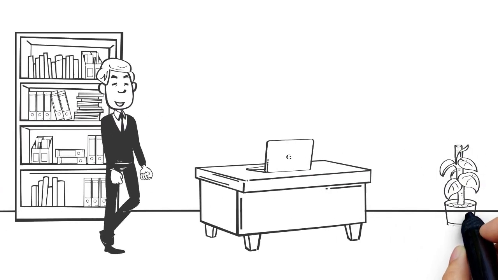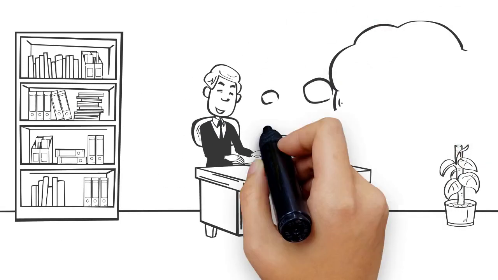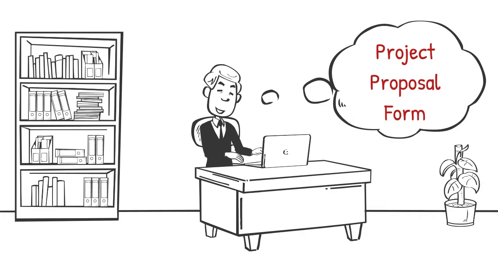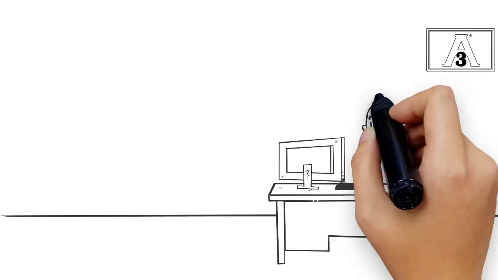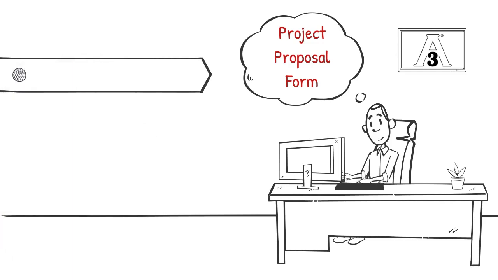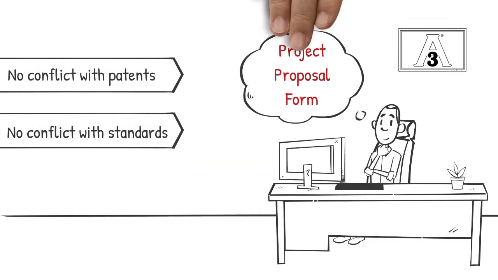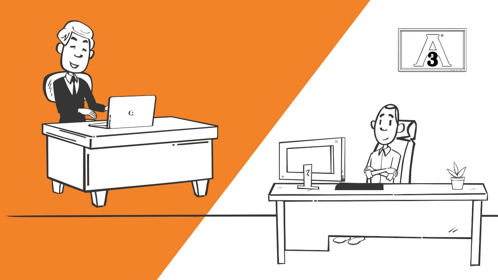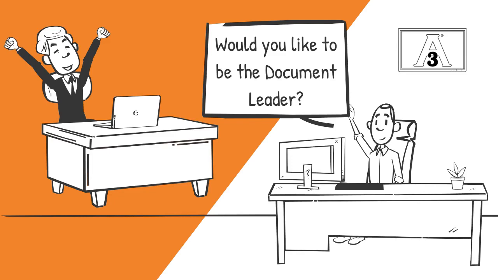The request for a new or updated standard begins with the submission of a written request, known as a project proposal form. The form is available on our working group webpage. 3A SSI staff will review the request with the submitter to help ensure there are no evident conflicts with existing patents or other current standards of similar scope. Staff will often invite the submitter of the proposal to serve as the document leader on the working group.